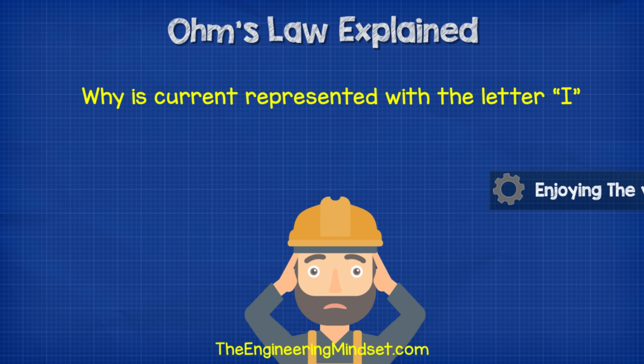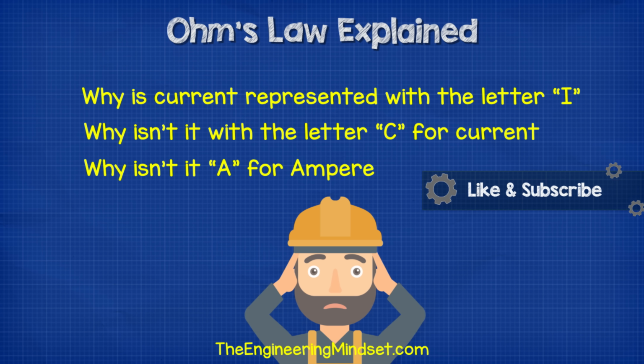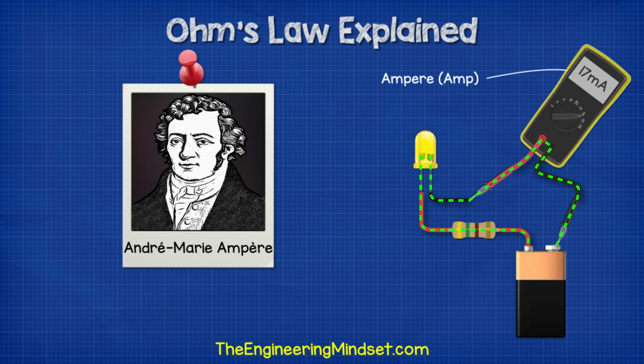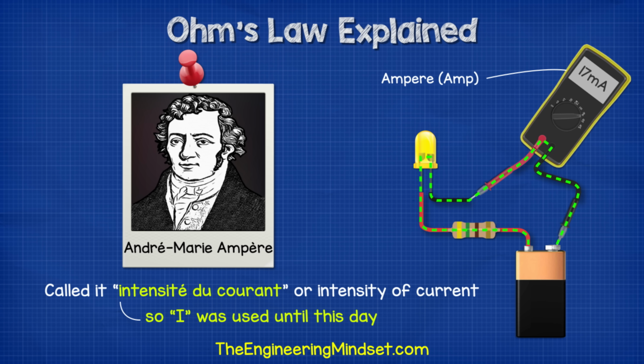Now I know what you're thinking, why is current represented with the letter I and not a C for current, or even a letter A for the unit of ampere? Well, the unit of current is the ampere or the amp, and this is named after André Ampère, a French physicist. A couple of hundred years ago, he undertook lots of experiments, many involved varying the amount of electrical current. So he called this intensité du courant, or the intensity of current. So when he published his work, they took the letter I and it became standard until this day.